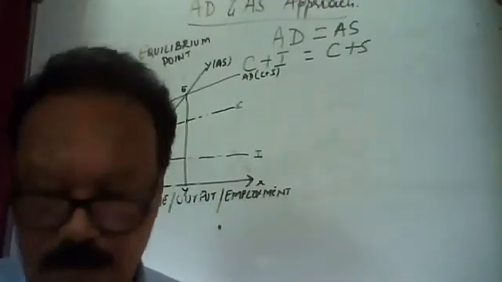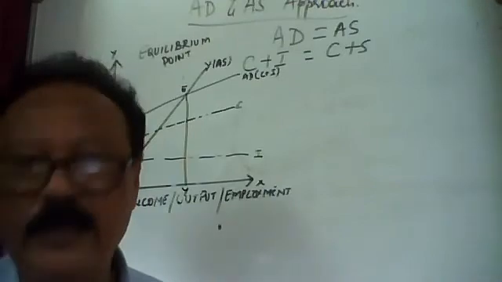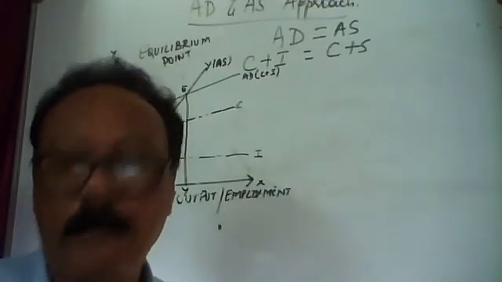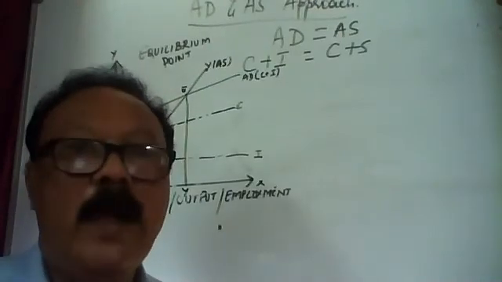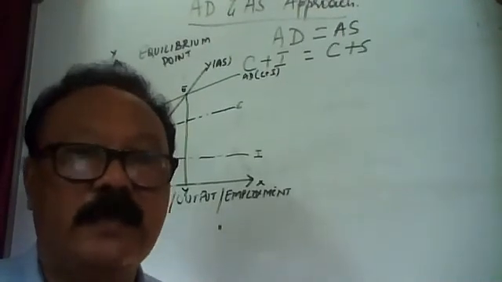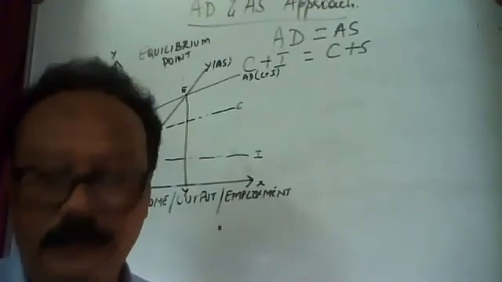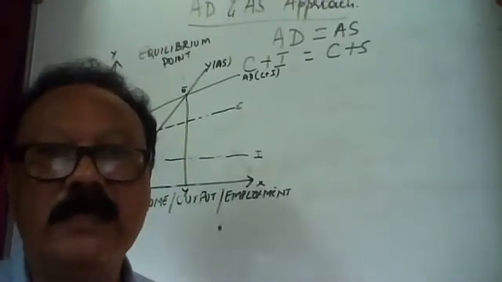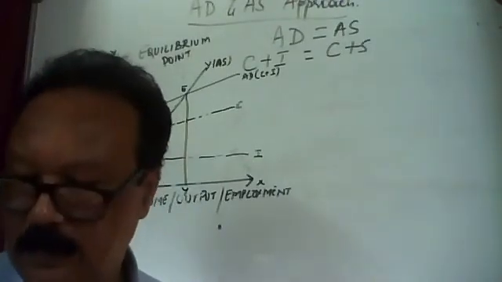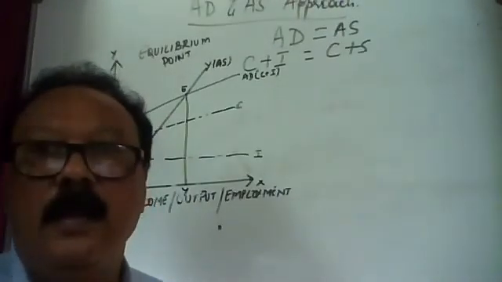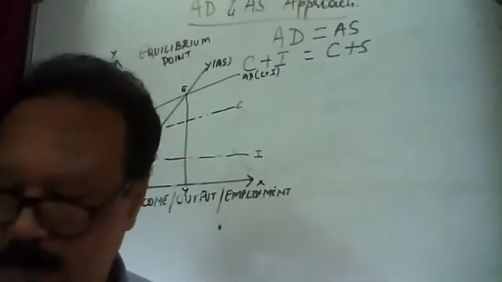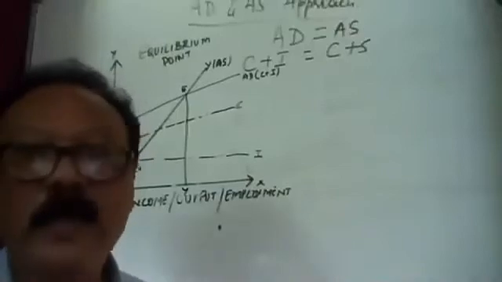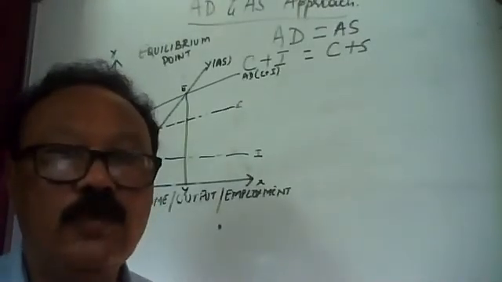Equilibrium is reached only when AD equals AS, because at this level there is no tendency for income and output to change.